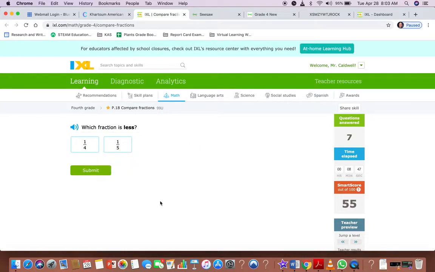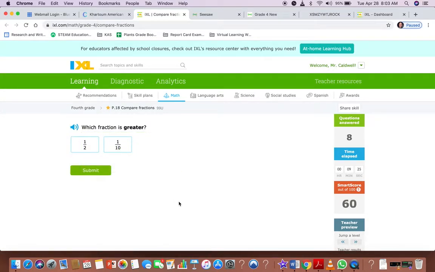All right, which one is less? All right, so now this is another one of those trick questions. The denominator is not the same, and it's not easy to make the bottom number the same. So you could know that 1/4 is bigger than 1/5 because one piece of 4 pieces of a pie would be bigger than one piece of 5 pieces in a pie. So we know that 1/5 is less.